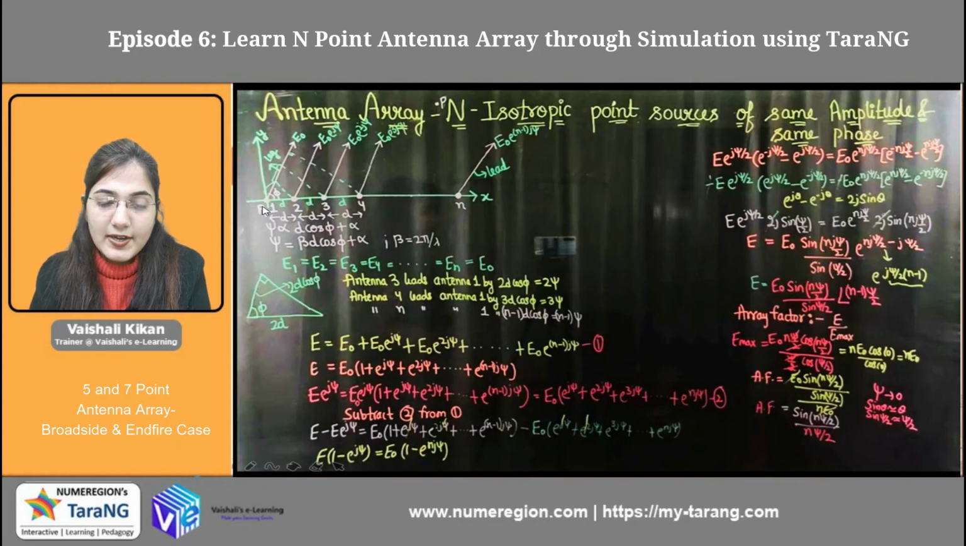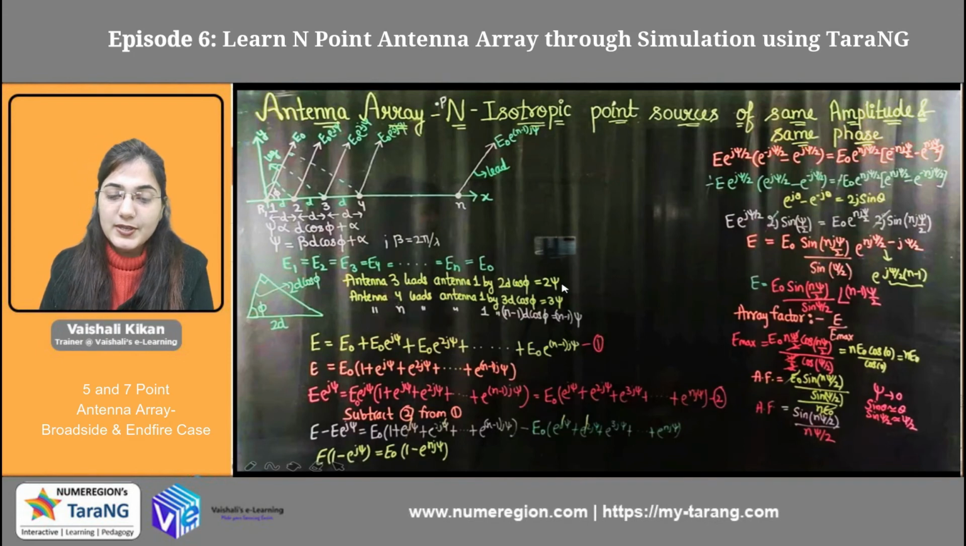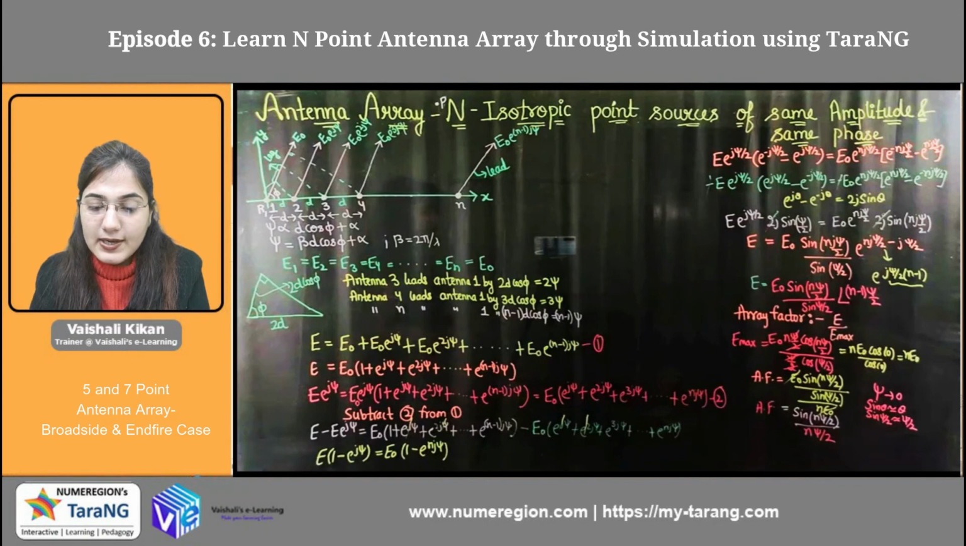If I want to find out the path difference between reference and antenna 3, the base would be 2d and the angle is phi, so it would be 2d cos of phi. So it is proportional to 2d cos of phi, and I will be removing the proportionality constant. I can represent it as 2 beta d cos of phi, which is 2 psi. Similarly, antenna 4 leads antenna 1 by 3 psi. Similarly, antenna N leads antenna 1 by N minus 1 psi.